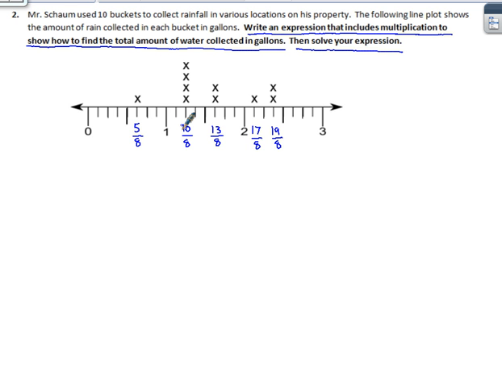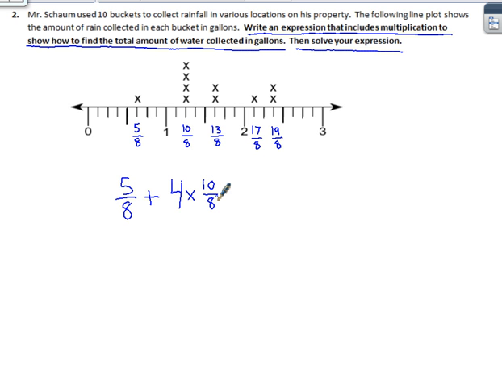It's asking me to write an expression that includes multiplication. Here's the way I would do that. I start at my first X. It's worth 5/8. We saw that when we labeled, so I'm going to write 5/8. I'm going to put an addition sign because I want to add the rest of my data. Now I have 1, 2, 3, 4 of these data points. So I'm going to use multiplication so that I'm not doing repeated addition. 4 times 10/8.